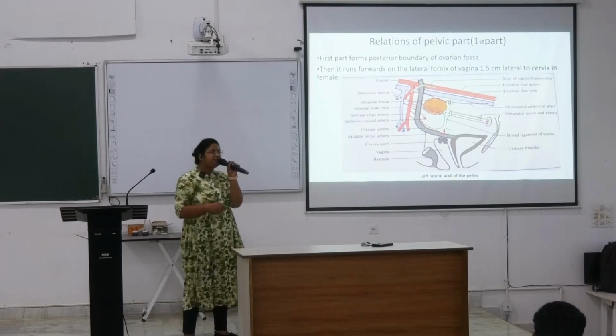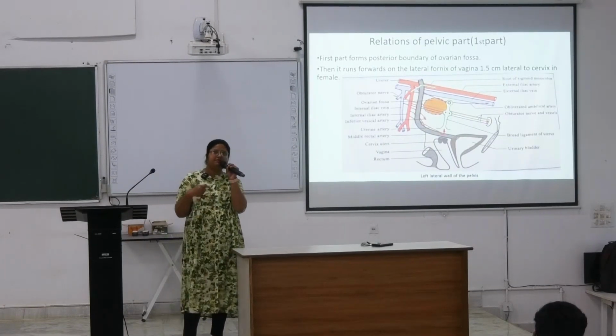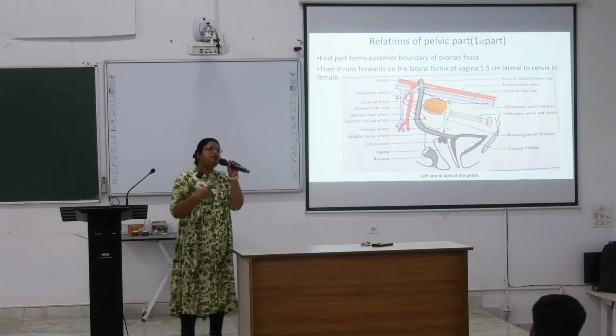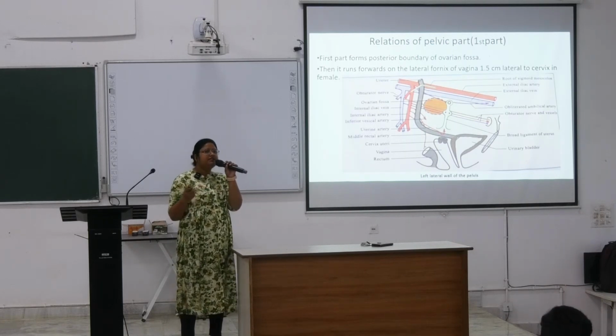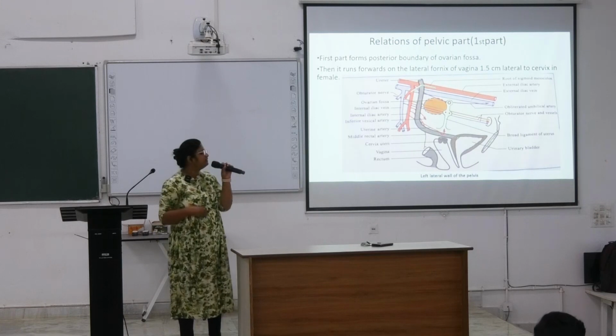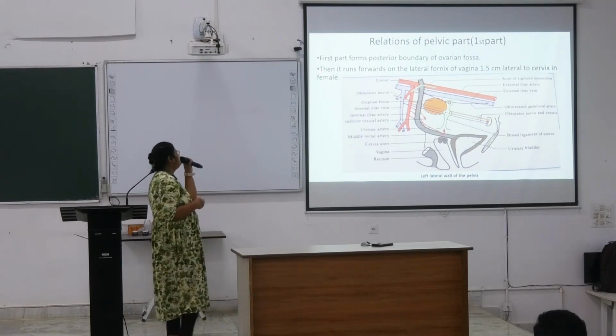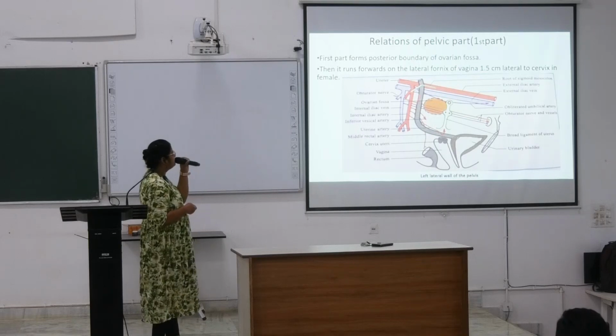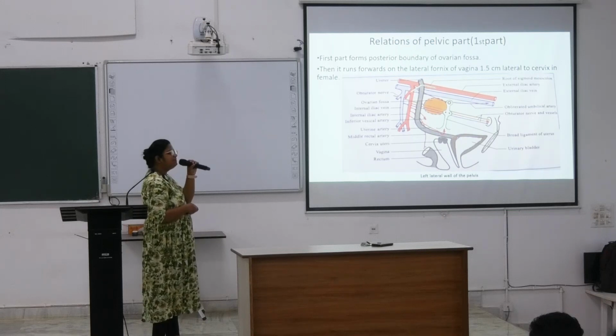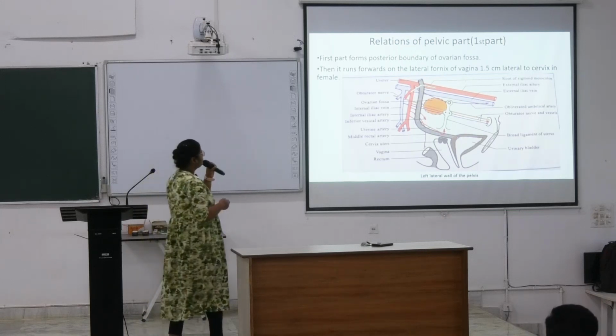The pelvic part is also divided into three parts. First, the vertical part. Second, the oblique or horizontal part. And third is the intravesical part. So we will discuss the first or vertical part. This is the vertical part. Here is the oblique or horizontal part, and within the wall lies the intravesical part, the third part.